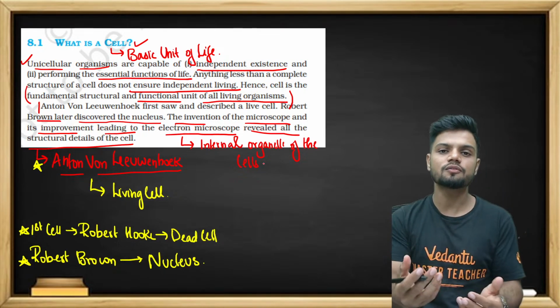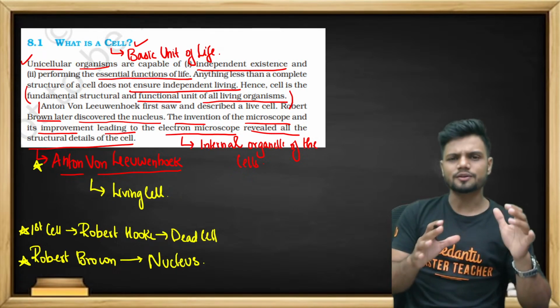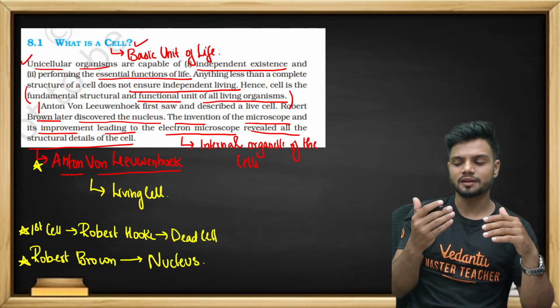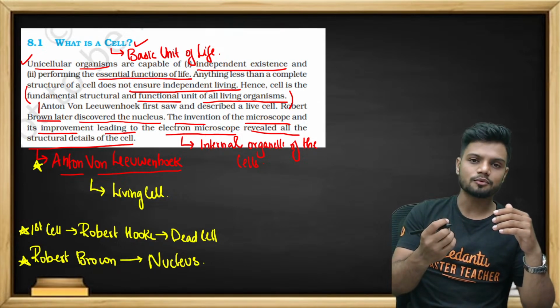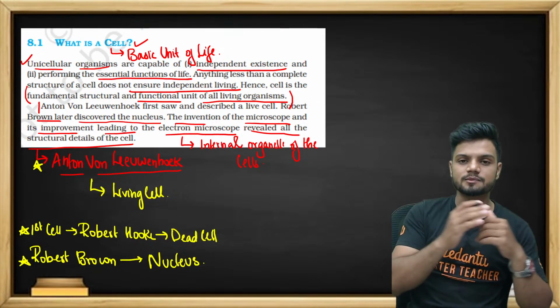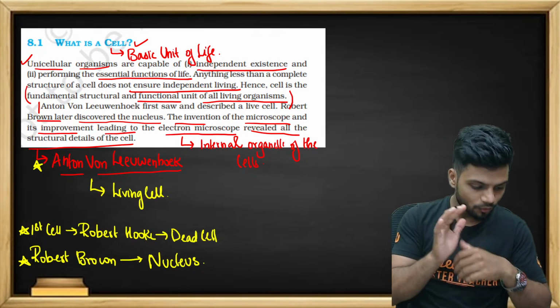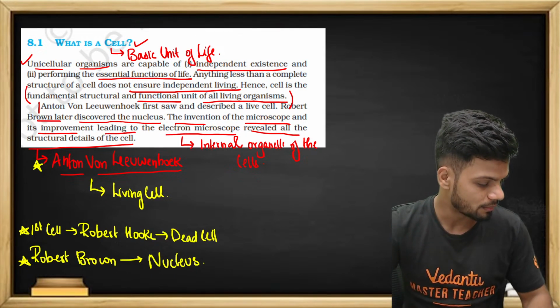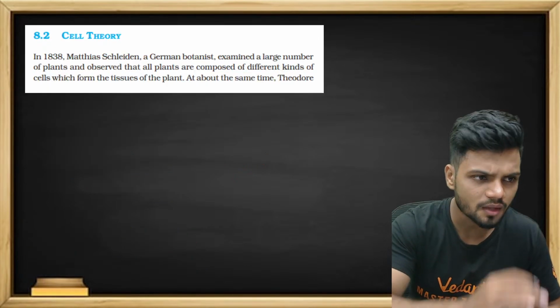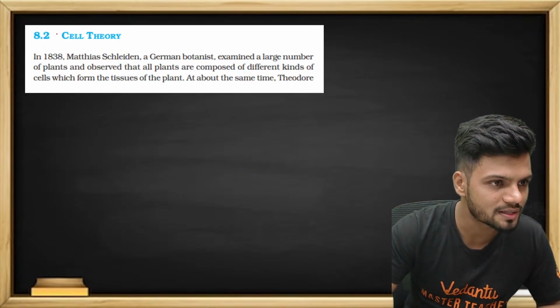So after the discovery of the electron microscope, obviously if you have an electron microscope, you can look inside the cell and tell me, sir, this is the Golgi body, we have ribosomes, we have the endoplasmic reticulum. All that can be visible only under the electron microscope. Okay. Now students, the next concept is called cell theory.